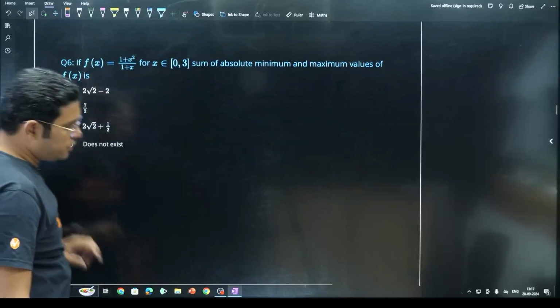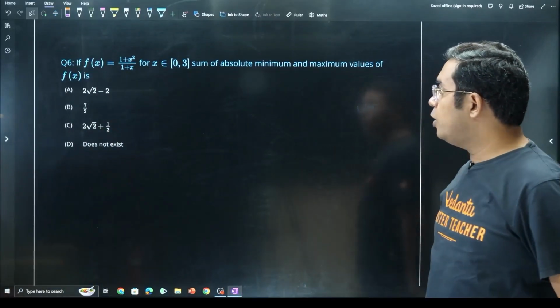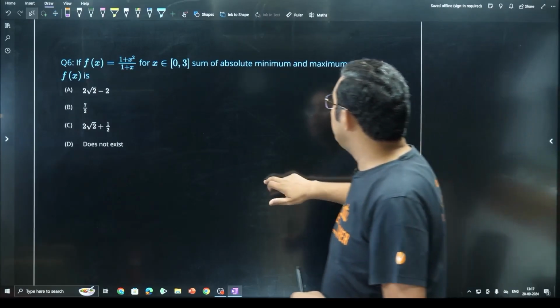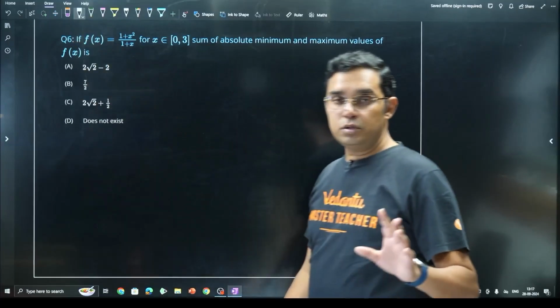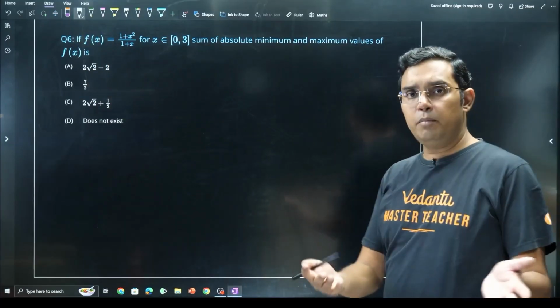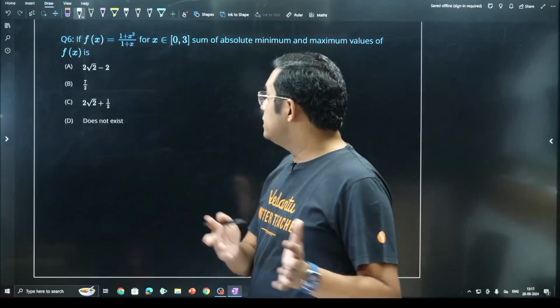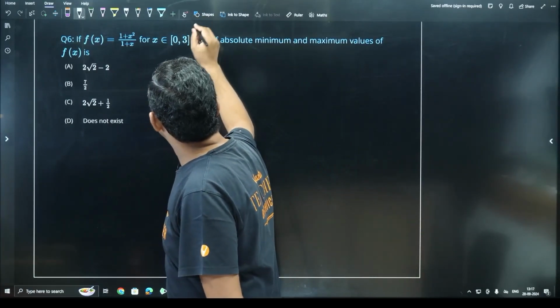We are given f(x) equal to (1 plus x square) upon (1 plus x) for x belongs to (0, 3). We have to find the sum of absolute maximum and minimum value of f(x). Now to do this question we can use maxima-minima, or maybe AM-GM also. Let's do it through maxima-minima. So I will first do the differentiation.